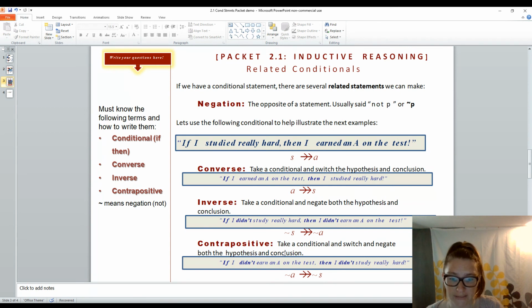The contrapositive, it takes the conditional and negates it. So what that means, here I can see right here, that's our second one, our converse, and it switches it and it makes it a not. If I didn't earn an A on the test, then I didn't study really hard.